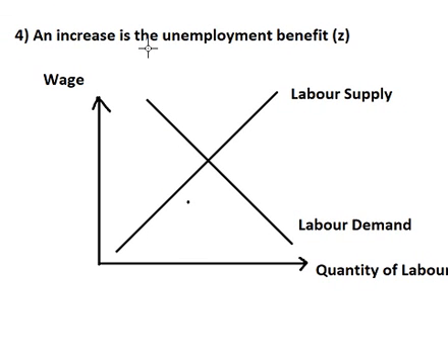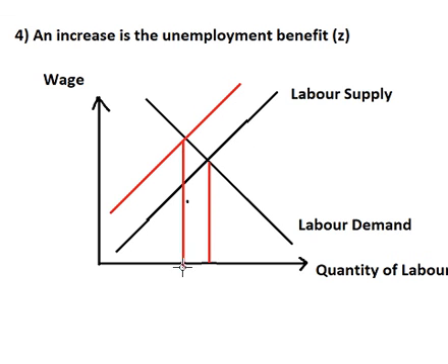An increase in unemployment benefit. When we have more unemployment benefit, the labor supply will reduce. Why? Because people don't want to go to work. That means they will reduce the labor supply, so the curve shifts to here. We need to reduce the number of workers here.